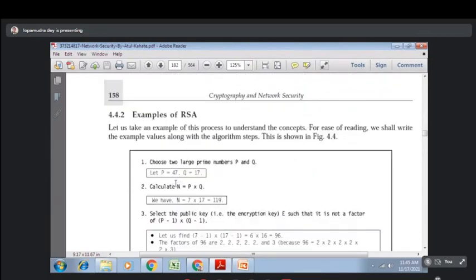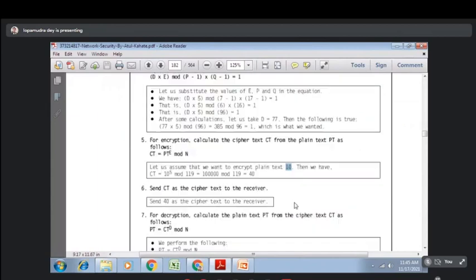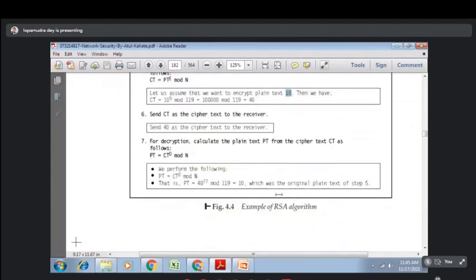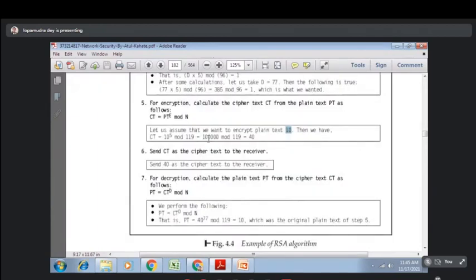What is n? N is the multiplication value of P and Q. We have chosen P equal to 47, Q equal to 17. So 47 into 17 gives you this value. Then 10 to the power 5 mod 119 is equal to 40. That means 40 is your ciphertext. So now you will send this 40 to the receiver.